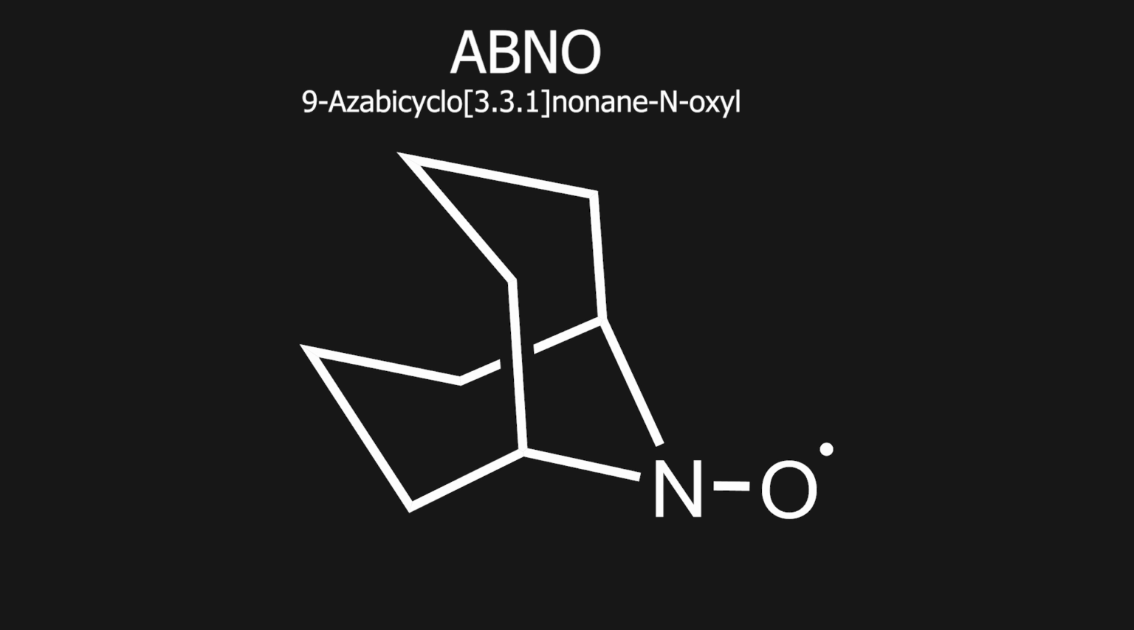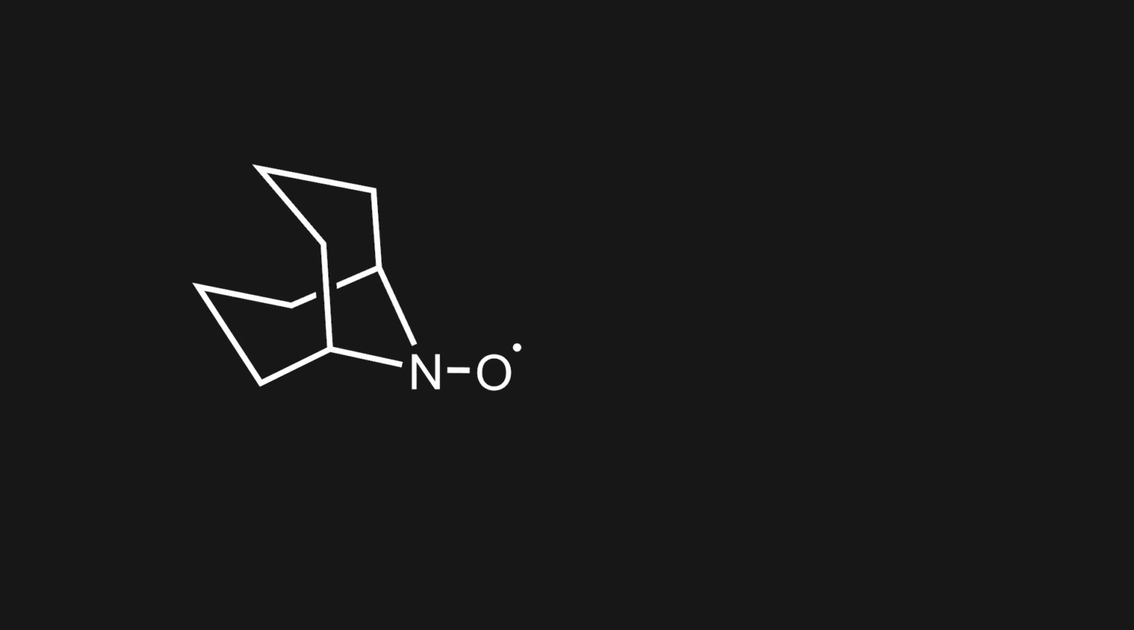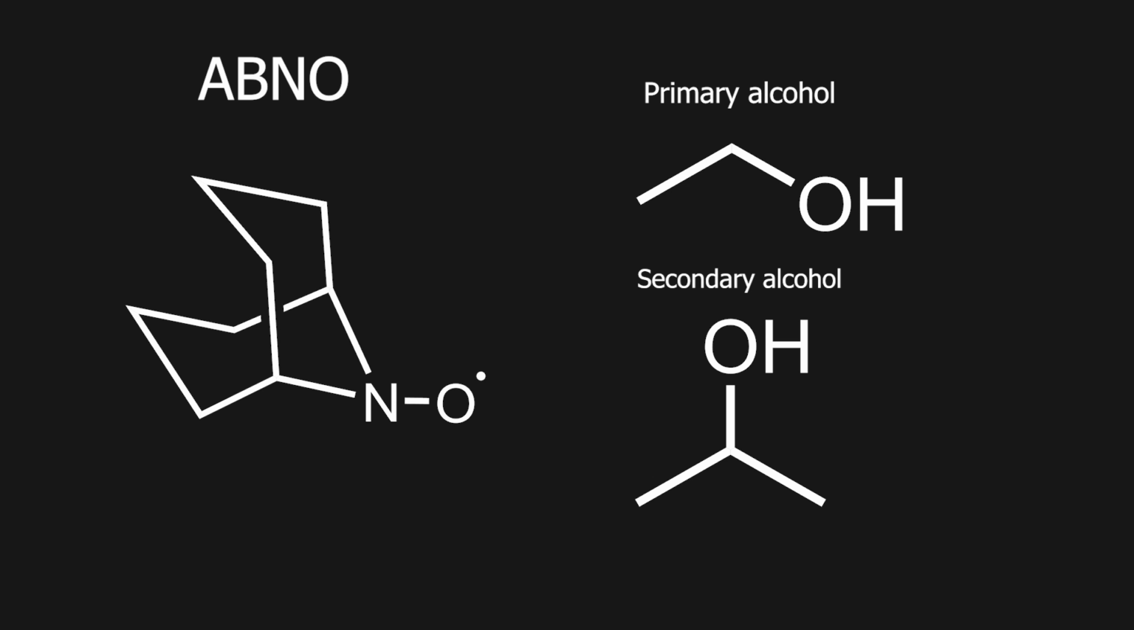ABNO is a sterically unhindered and stable nitroxyl radical. It is effective in catalyzing the oxidation of alcohols in air at room temperature. It is most commonly encountered as a replacement for the more commonly known TEMPO, which is another stable nitroxyl radical, but hindered. Since ABNO is an unhindered nitroxyl radical, it is more effective in oxidizing both primary and secondary alcohols.